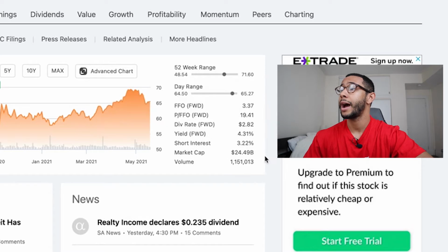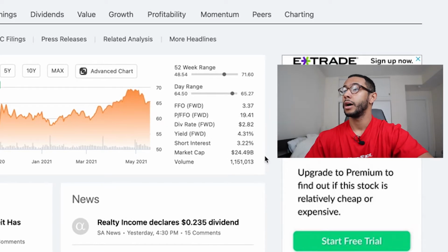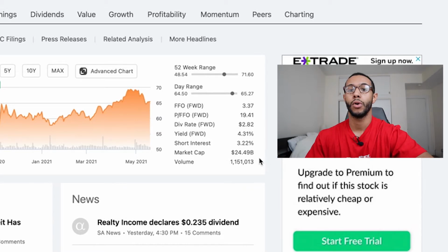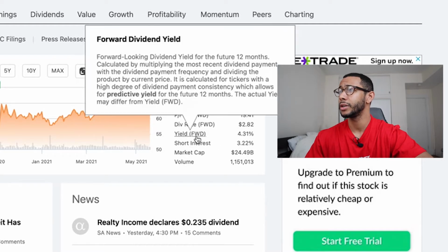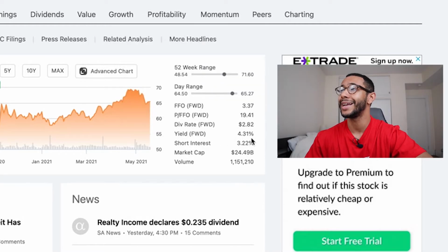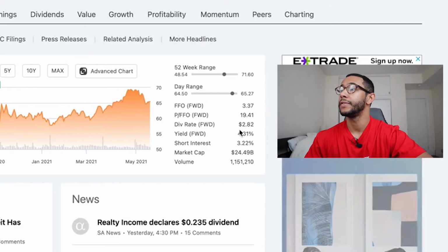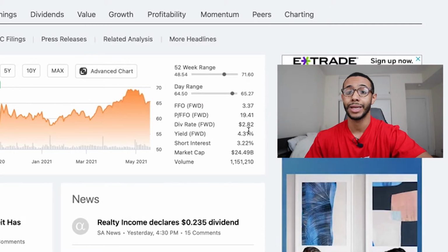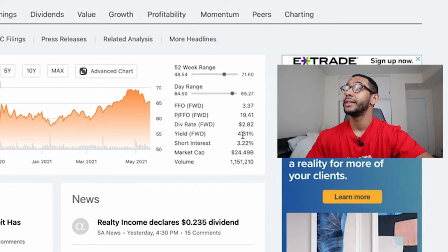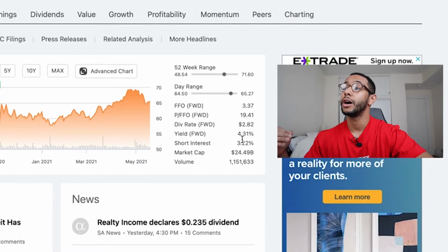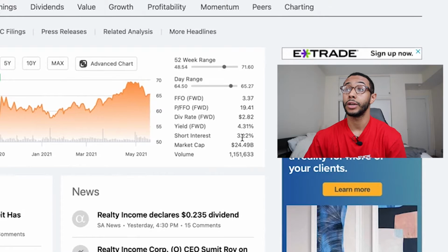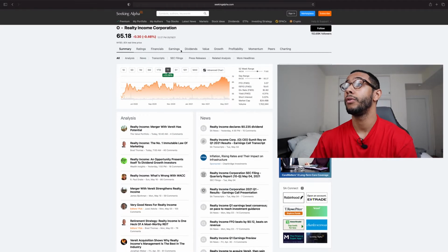The market cap is how big the company is valued by the market. So this company right here is worth about $24.5 billion. And as you can see right here, the yield is just this percentage of the dividend rate. The dividend rate is $2.82, and that is per year. So if I put $100 into this company, they're going to pay me 4.31% back on that $100 every single year. So that's $4.30.